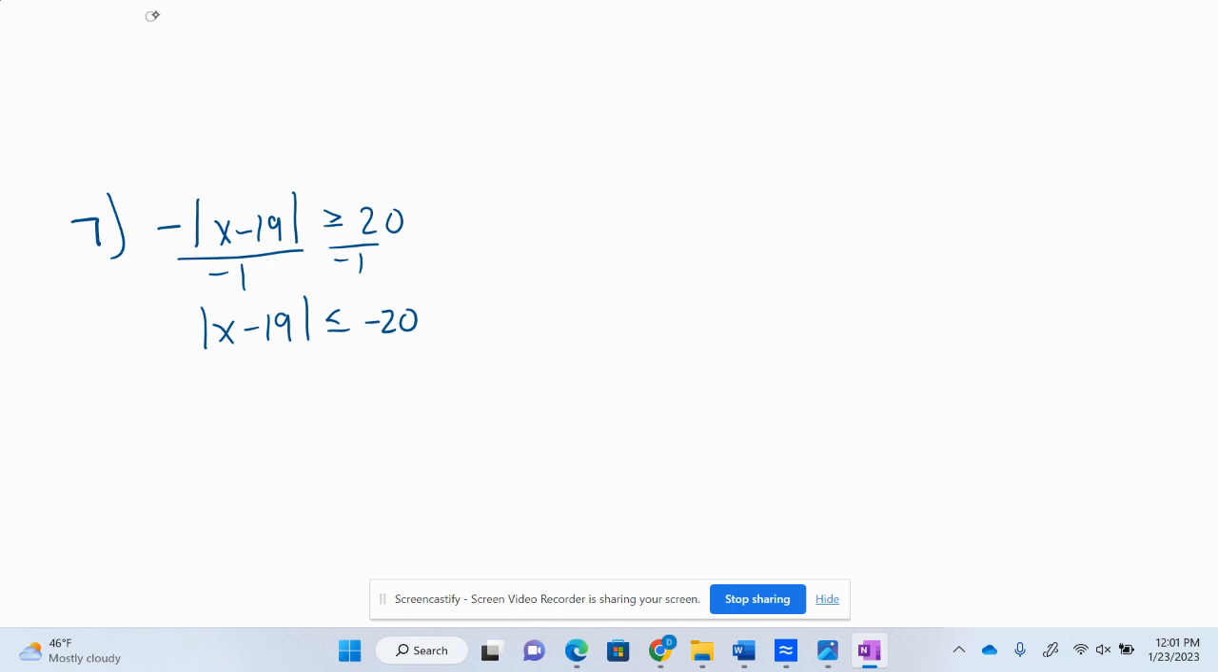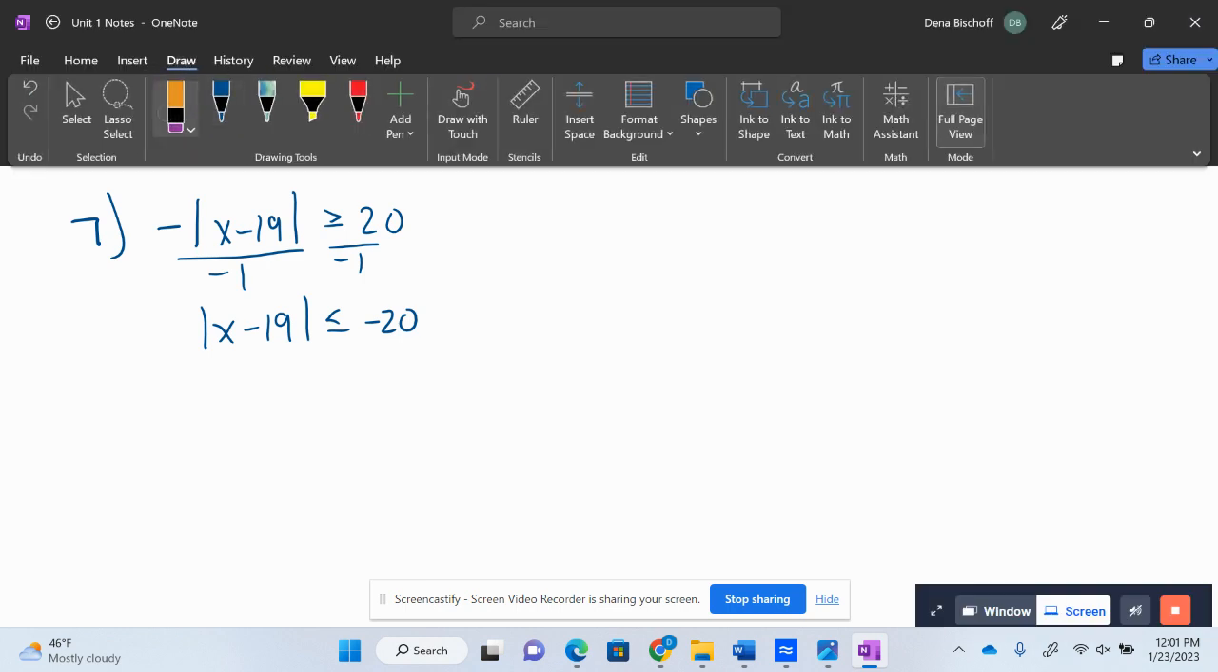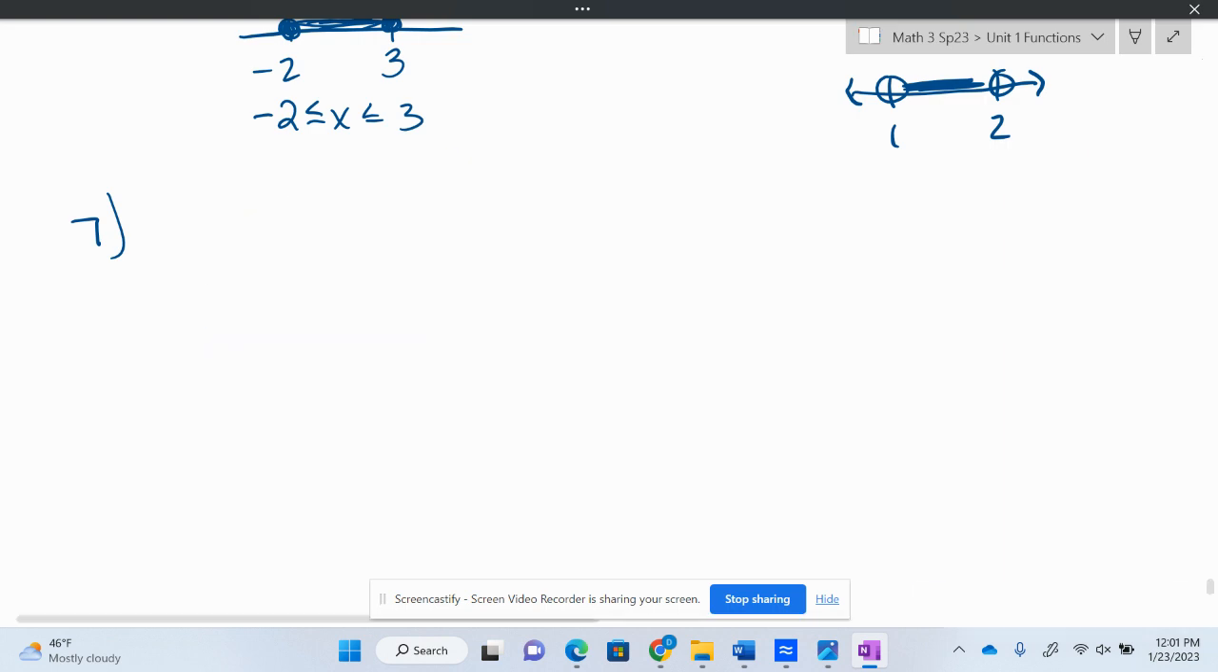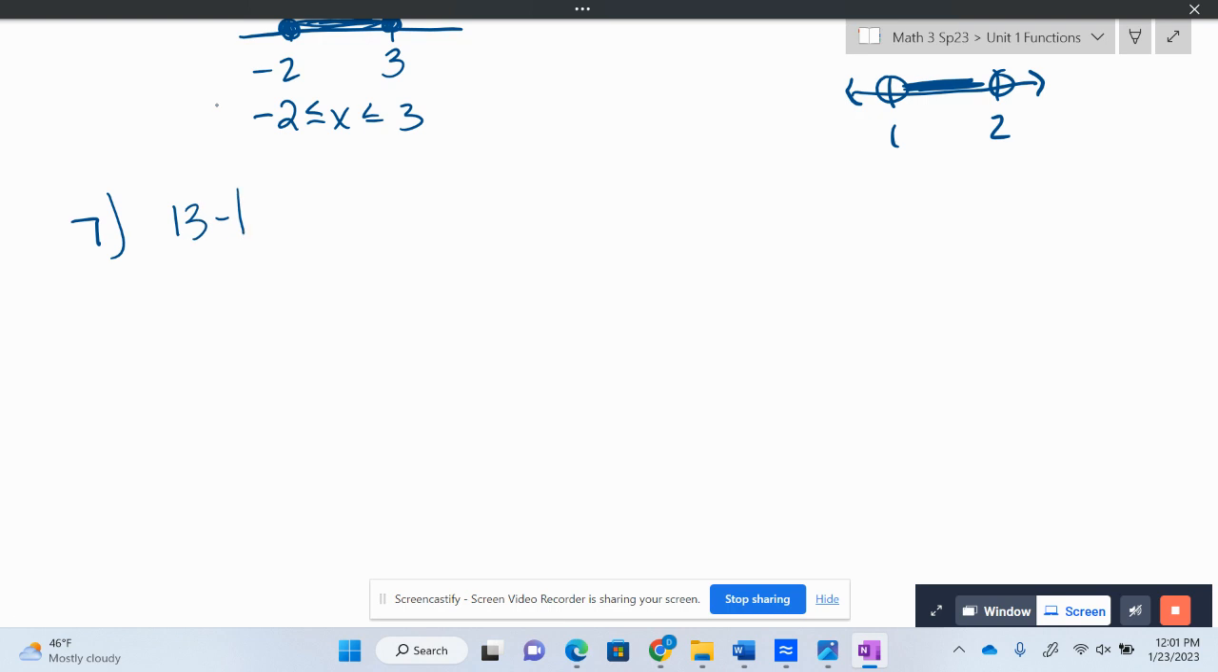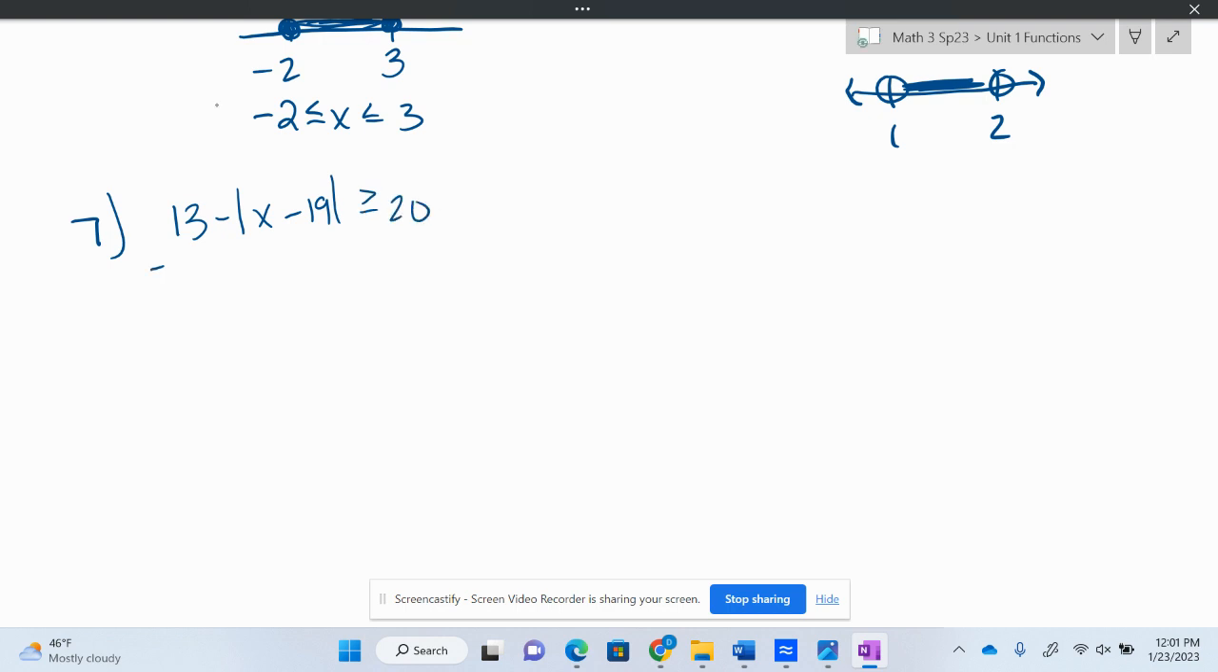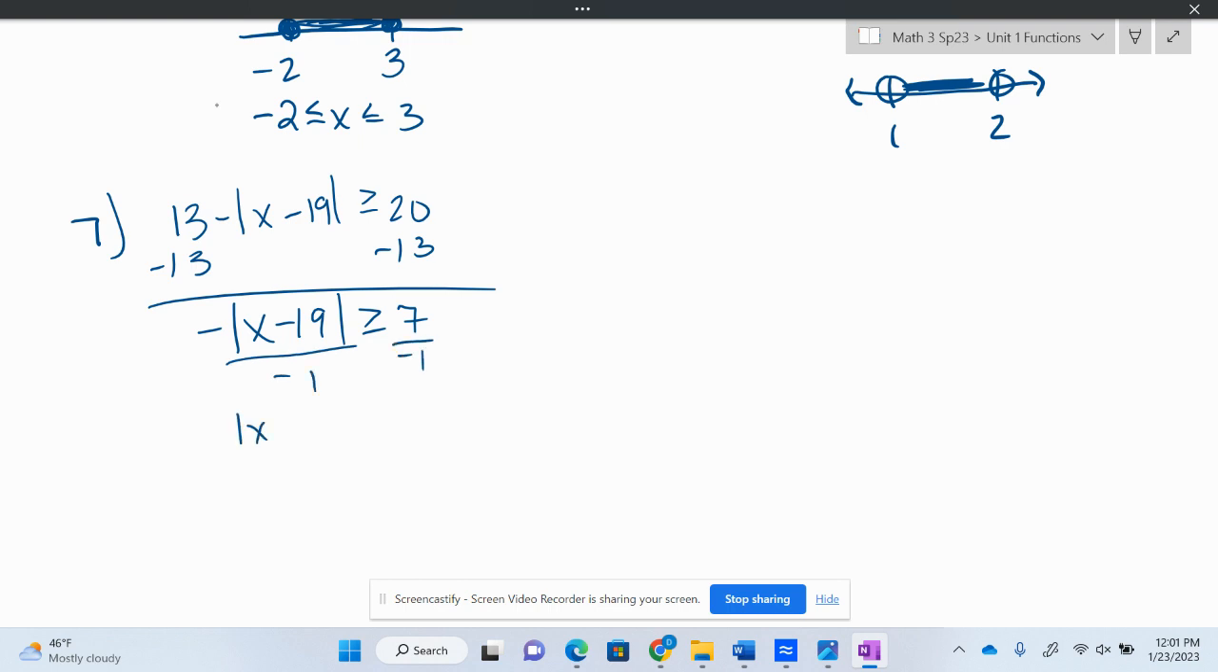Sorry about that. Let's just start that all over again. Sorry, guys. It's 13 minus the absolute value of x minus 19 is greater than or equal to 20. I don't know why I just thought that was a problem number. Okay, so first, I'm going to subtract 13 from both sides. Now I have negative times the absolute value of x minus 19 is greater than or equal to 7. Then I'm going to divide both sides by -1. So the absolute value of x minus 19 is less than or equal to -7.